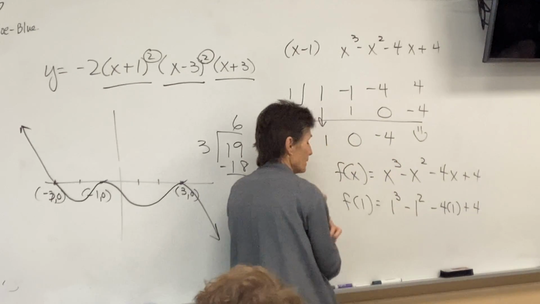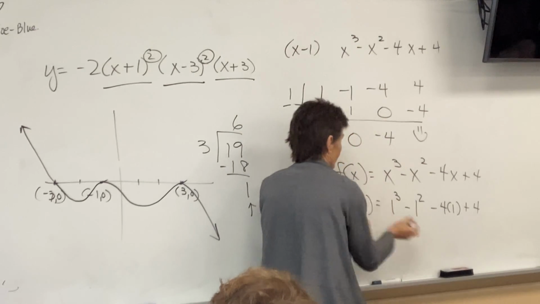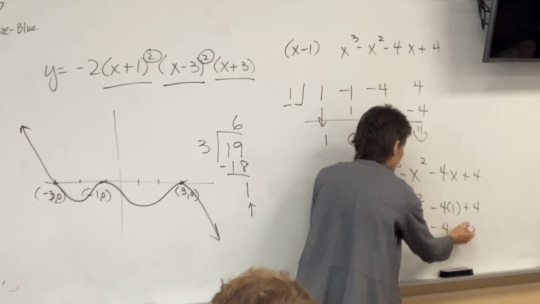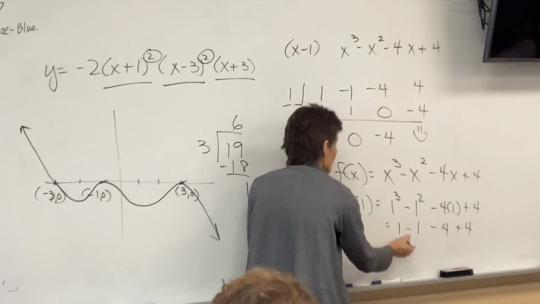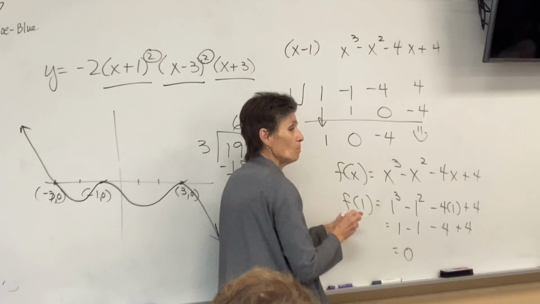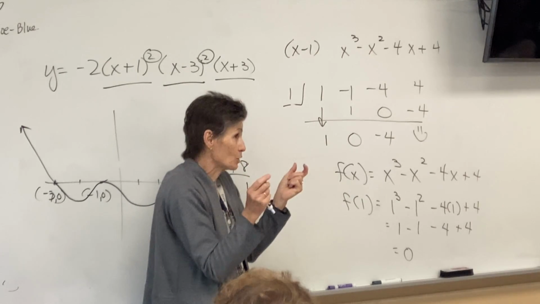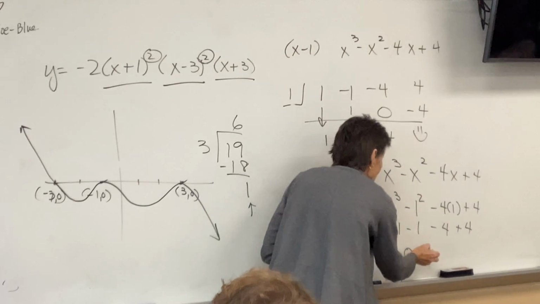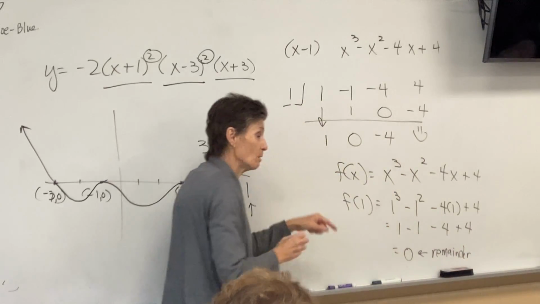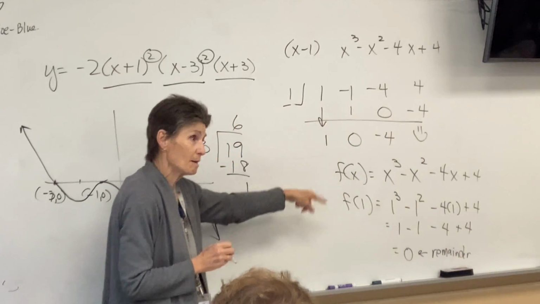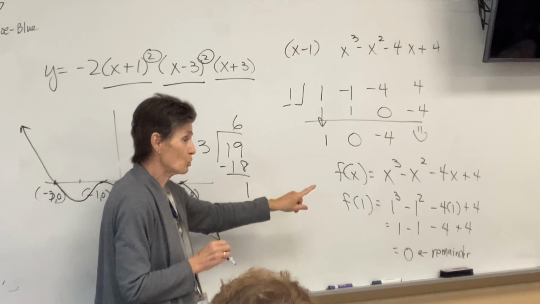What is 1 cubed? 1. What is 1 squared? What happens when you add all that up? You get 0. When you plug the number into the problem as though it were a function, the number that comes out is the remainder. Now I'm going to show you in a second why that is kind of a cool thing, can be very useful. But I don't want it to mess you up.